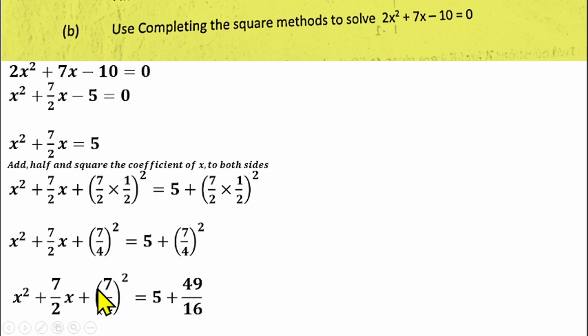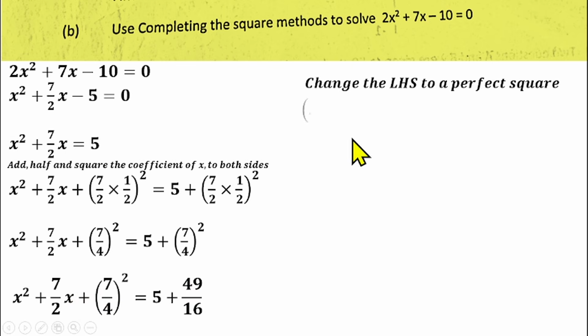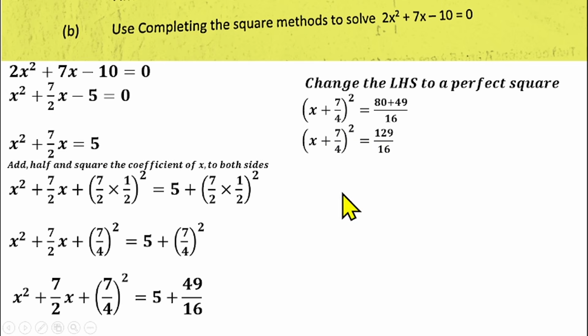Now change the left hand side to the perfect square. You'll be having x plus 7 over 4 all squared equals to, you find the LCM here. The LCM is 16. 16 times 5 will give us 80. Plus 1 times 49. That gives us 49. So if you simplify that further, that gives us 129 over 16. Then you need to remove the square here by finding the square root of both sides. So we have x plus 7 over 4 equals plus or minus square root of 129 over 16.